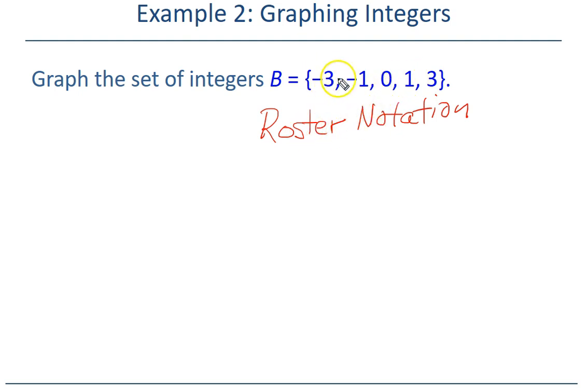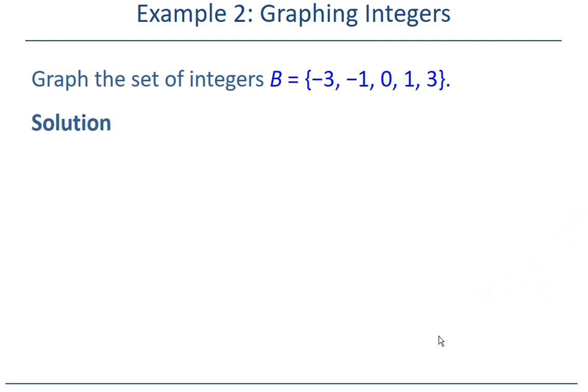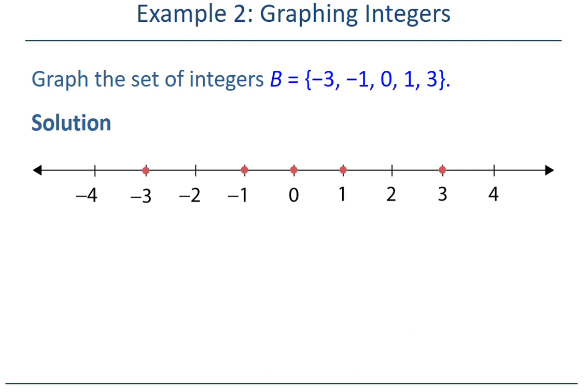So roster notation. So we want to put these on a number line, and we do so by having a number line and just putting a dot on each of the integers you are interested in. So this is the way to graph integers on a number line.